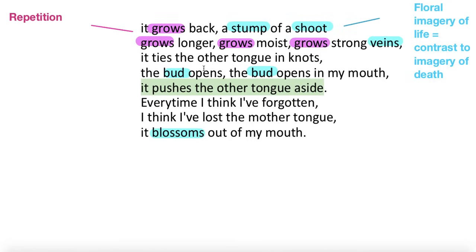Once again, it creates this image of this battle, but her mother tongue will always win because it's deeply embedded in her. It's her roots, which obviously links to this floral imagery. Her roots are deeply embedded in her. That's her cultural heritage, and no foreign language, no foreign identity can compete with that.